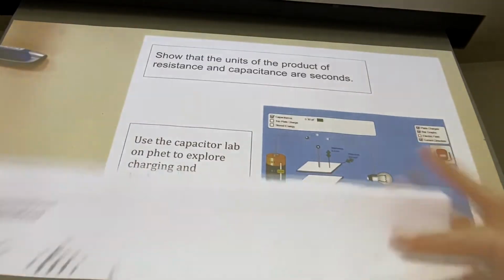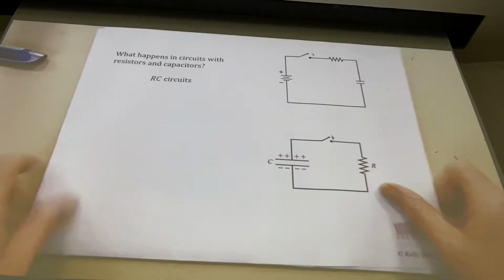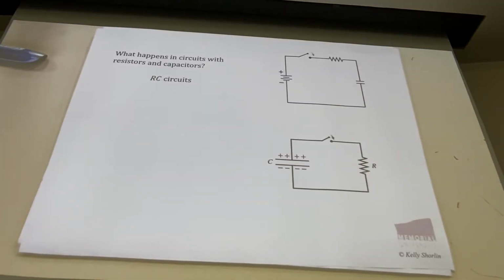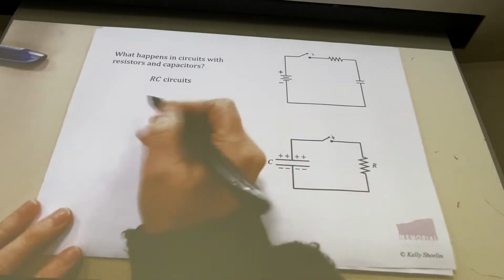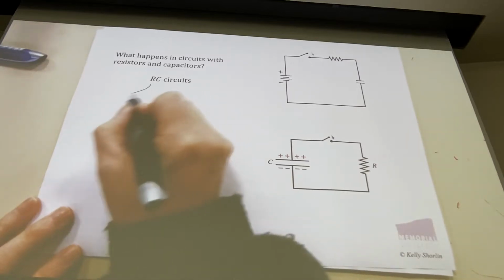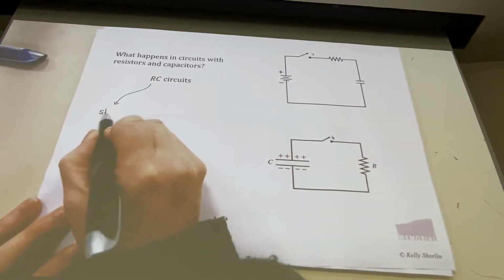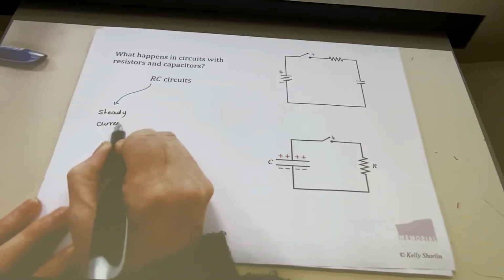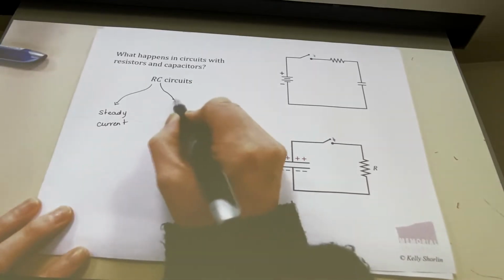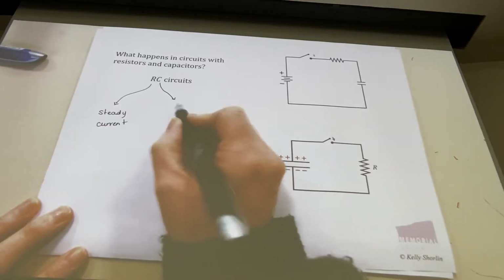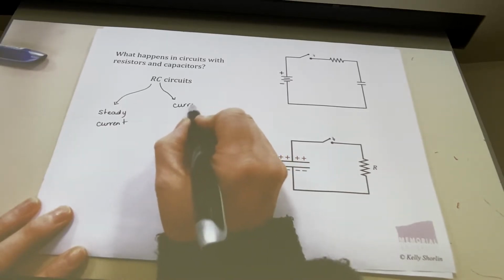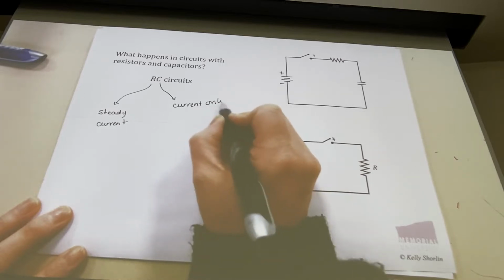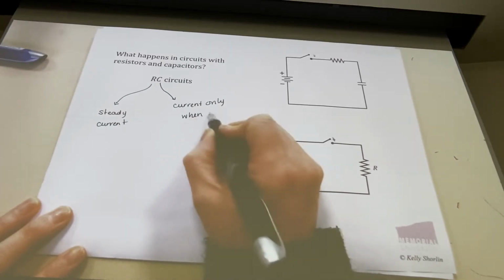So we're going to ask what happens in our circuits with both resistors and capacitors. Not much to add on this slide. The R part of the circuit provides a steady current. The C part of the circuit, we get a current only when charging and discharging.